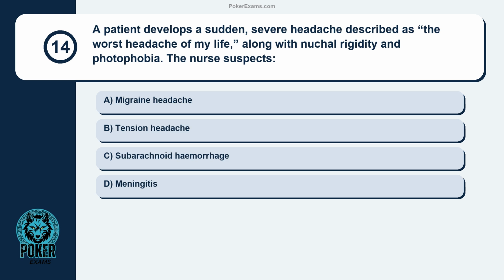Question 14. A patient develops a sudden, severe headache described as the worst headache of my life, along with nuchal rigidity and photophobia. The nurse suspects: migraine headache, tension headache, subarachnoid hemorrhage, meningitis.